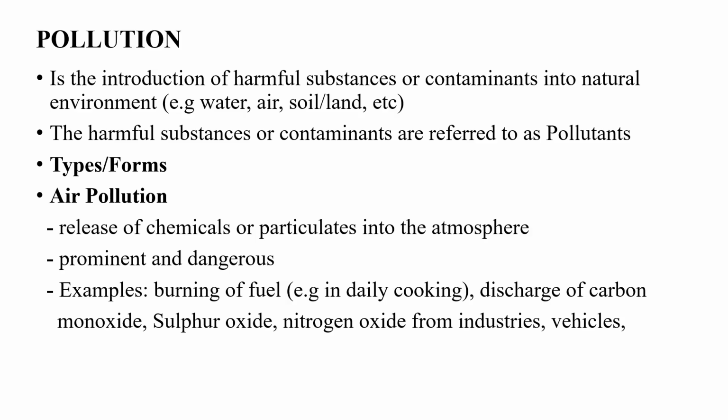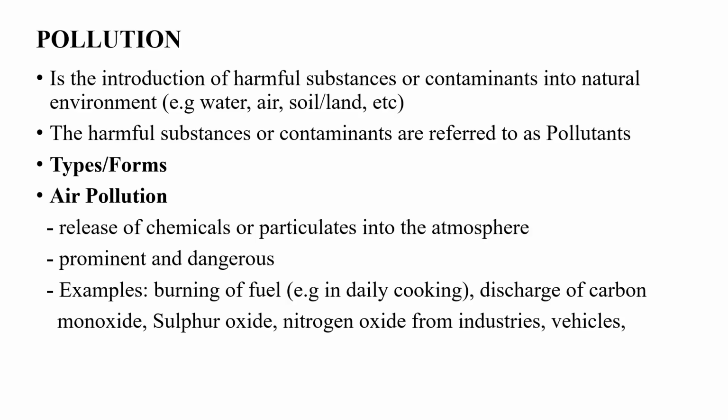The first type of activity, which is made up of a series of different activities under it that affect our environment, is pollution. And when we say pollution, what do we mean? Pollution is the introduction of harmful substances, that is substances that are dangerous, or what we refer to as contaminants, into our natural environment. That's what we mean by environment in biology.